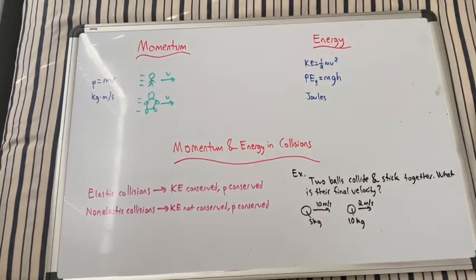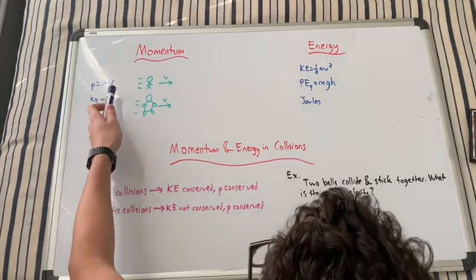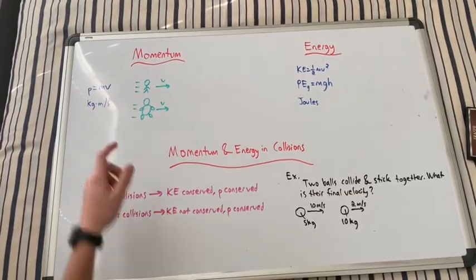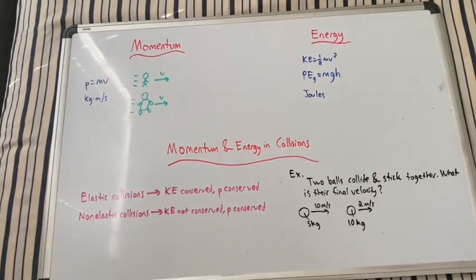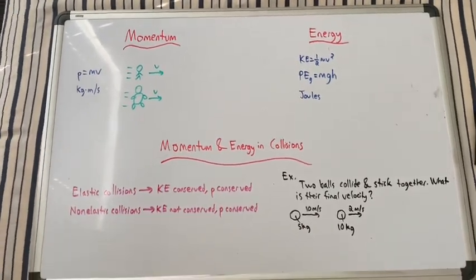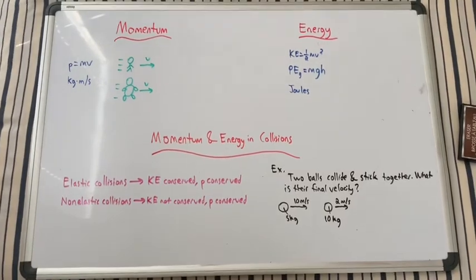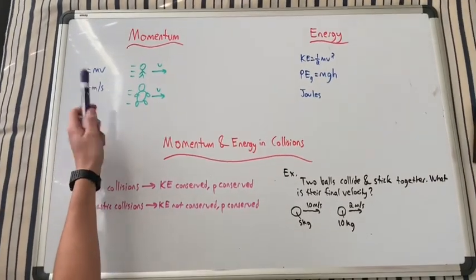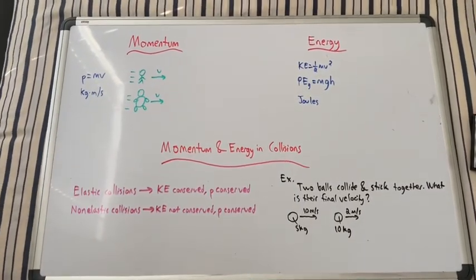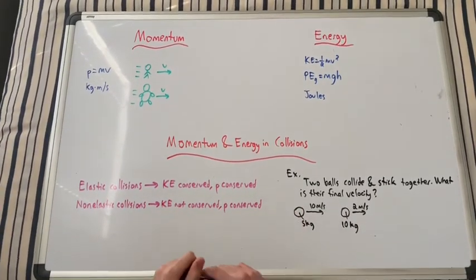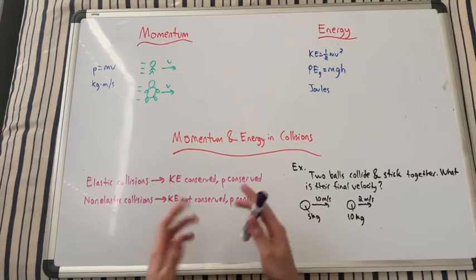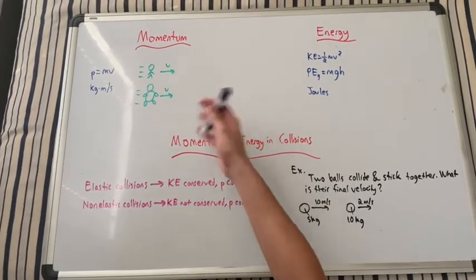Our definition of momentum is mass times velocity, and it's represented by a lowercase p. Don't confuse it with power, which is an uppercase P, and we covered that in the last video. The units of momentum are kilogram meters per second. Momentum is basically like inertia in motion. It's a measure of how hard it would be to stop the object that's moving.